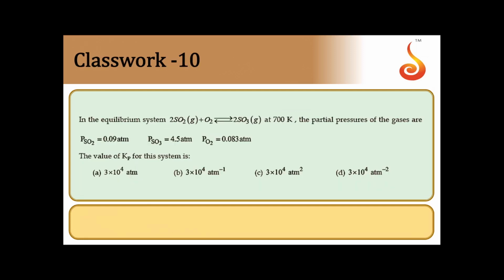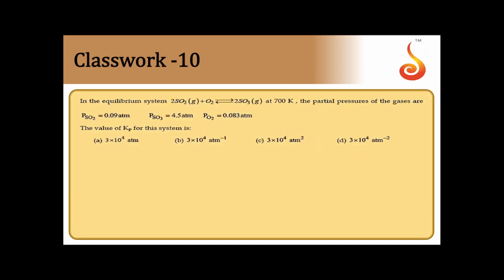Next, the 10th one. In the equilibrium system 2SO2 plus O2 giving rise to 2SO3 at 700 Kelvin, the partial pressures of the gases are SO2 0.09, SO3 4.5, O2 0.083 atmospheres. What is the value of Kp of the system? We should find out Kp of the reaction.